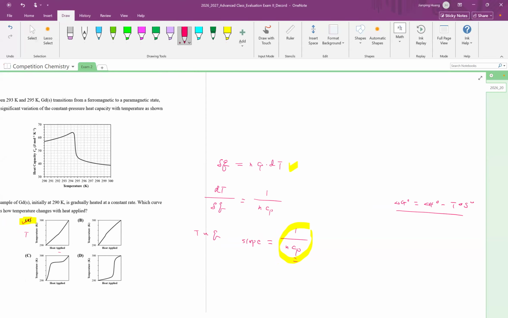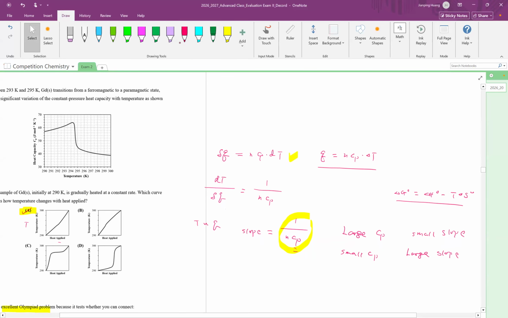Heat capacity, that one is larger, and that one is a smaller slope. Smaller heat capacity, it is a larger slope. That's the key point, okay? The key relationship comes from, or you can write it this way, Q equals n Cp delta T. It's the same thing, okay?